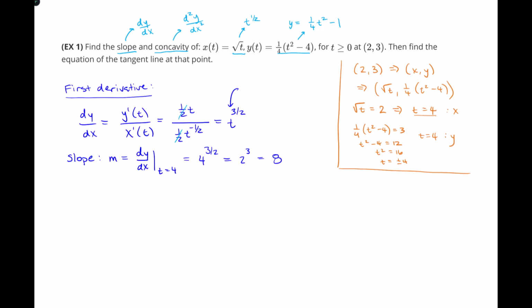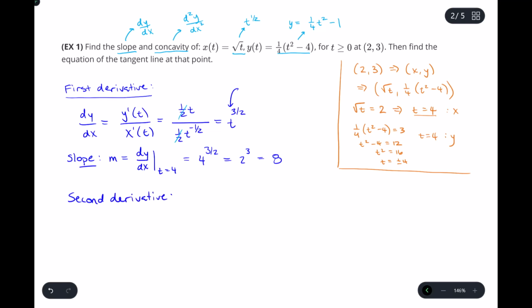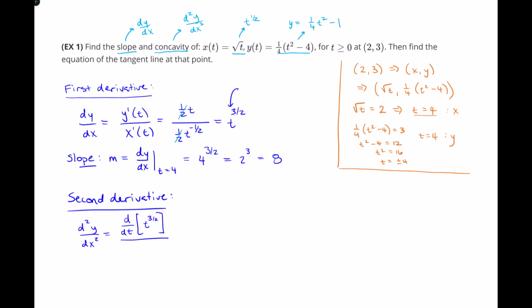Okay, let's now turn our attention to the second derivative. The second derivative is a little bit different to calculate. So d squared y dx squared, we are told, is the derivative with respect to t of the first derivative, which is t to the 3/2 power, divided by x prime of t, which is 1/2 t to the negative 1/2. Same x prime as in the first derivative.